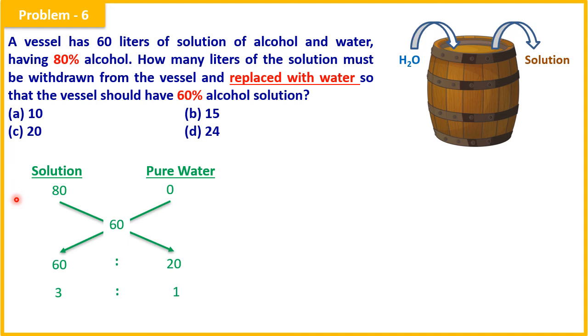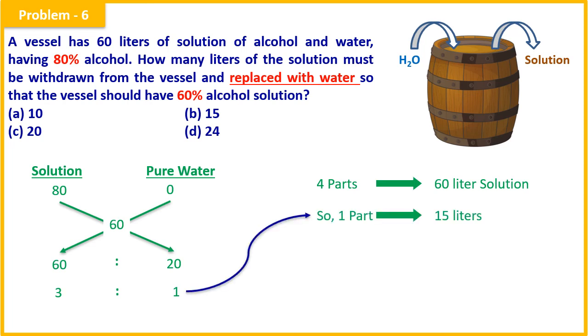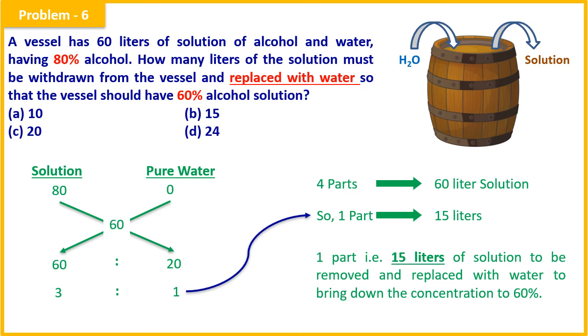So there are total 4 parts and those 4 parts correspond to 60 liters of solution present in this vessel. Now it is asked how many liters of the solution must be withdrawn from the vessel and replaced with water. How much we need to replace? 1 part we need to replace with water. So 4 parts correspond to 60 liters, hence 1 part will correspond to 15 liters. 1 part, that is 15 liters of solution, is to be removed and replaced with water to bring down the concentration to 60%. Option B is the right answer.